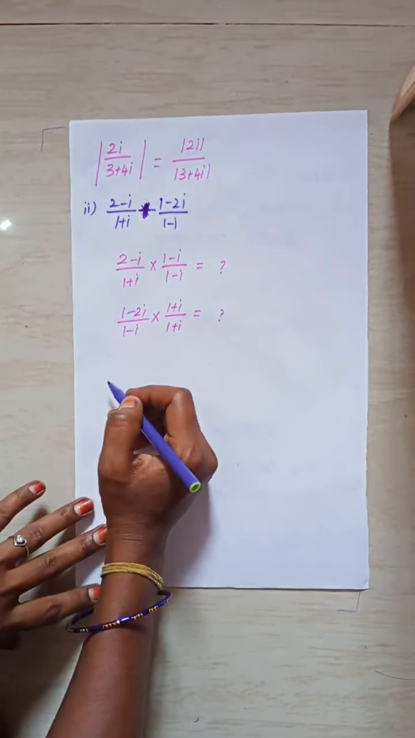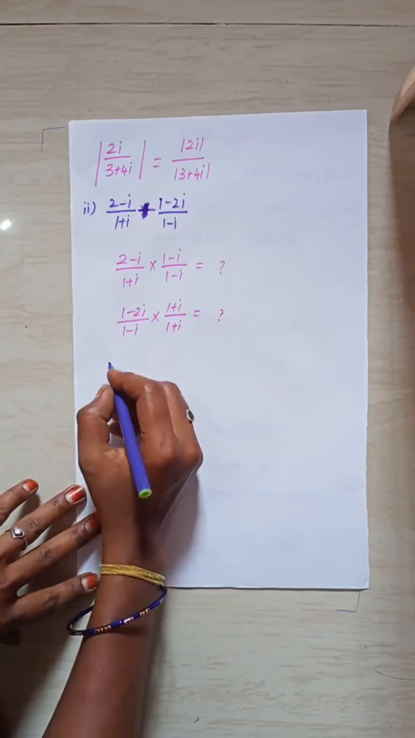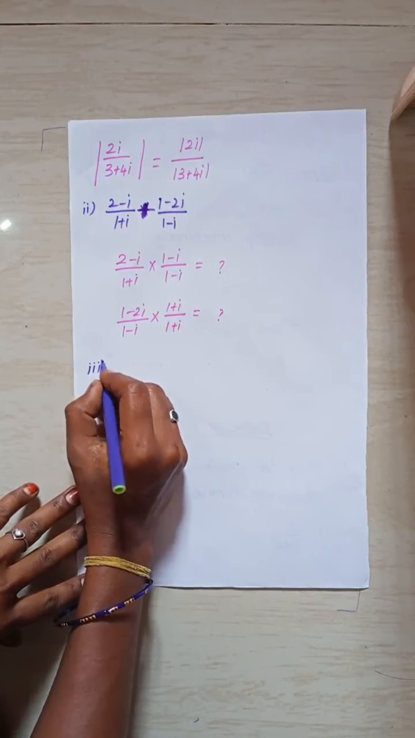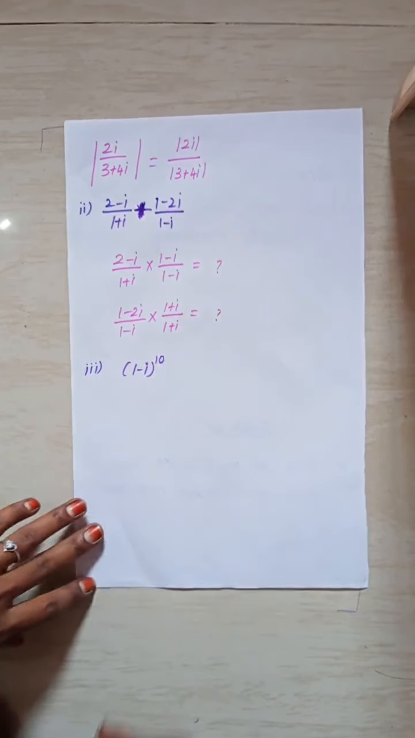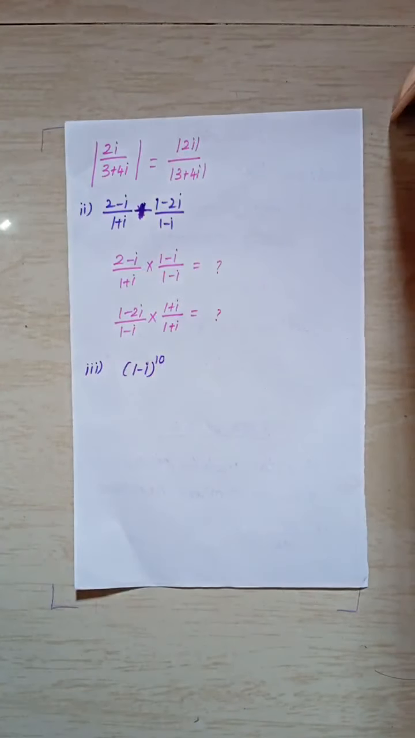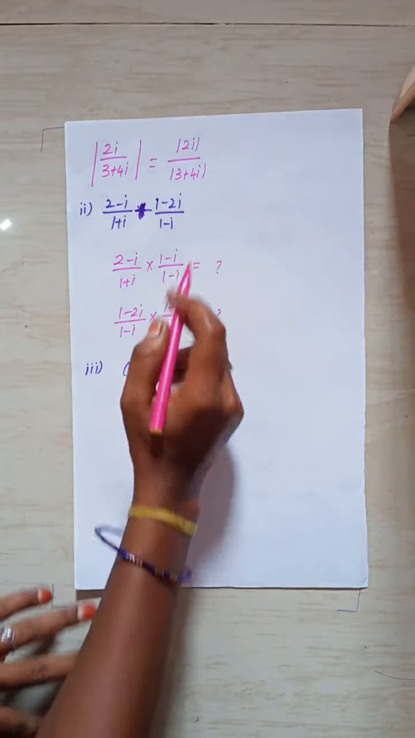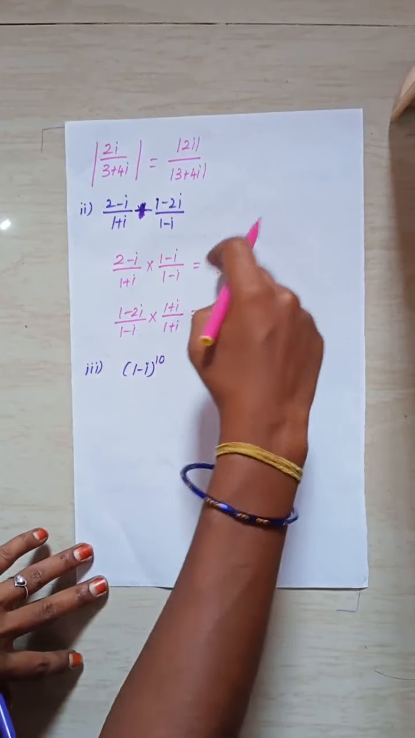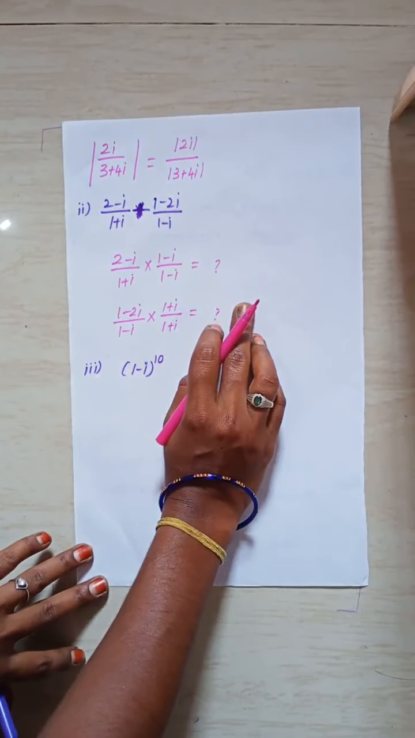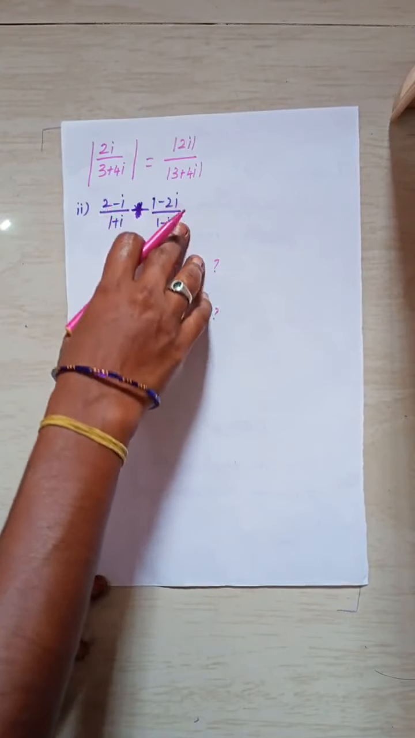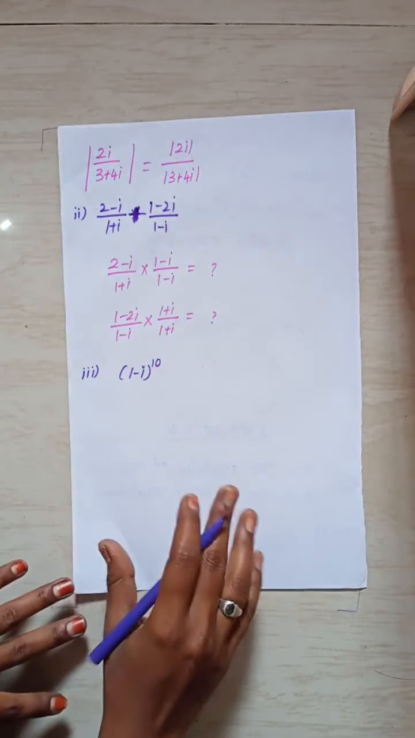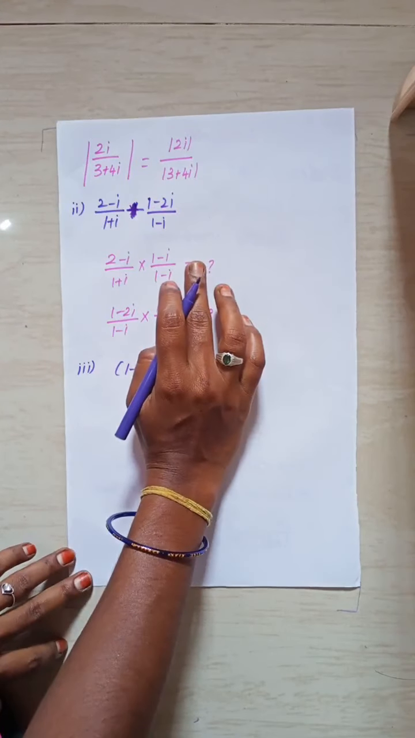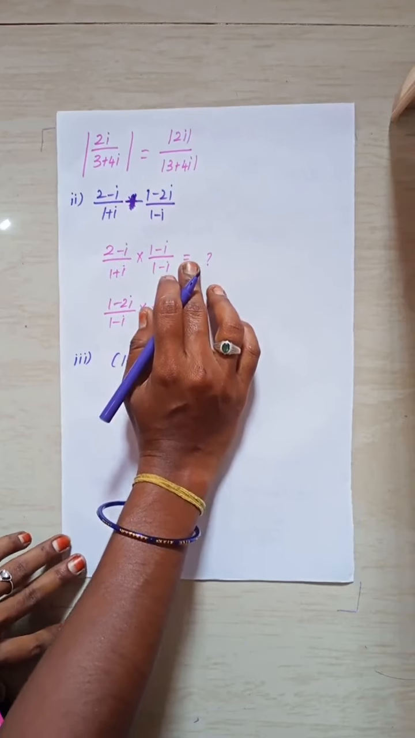Next, see the third sum: 1 minus i the whole power 10. Before that we find the result of this by taking the modulus of these terms. We got the result 2 into root 2. Simplify. Any doubt in this question, ask me more.